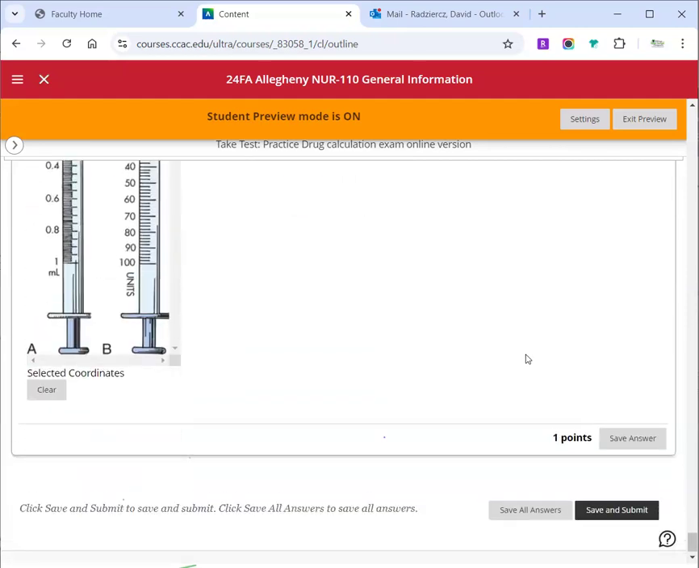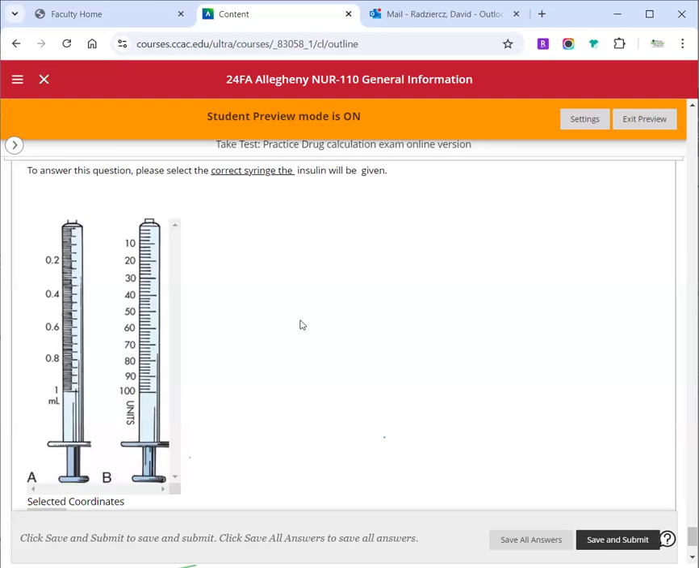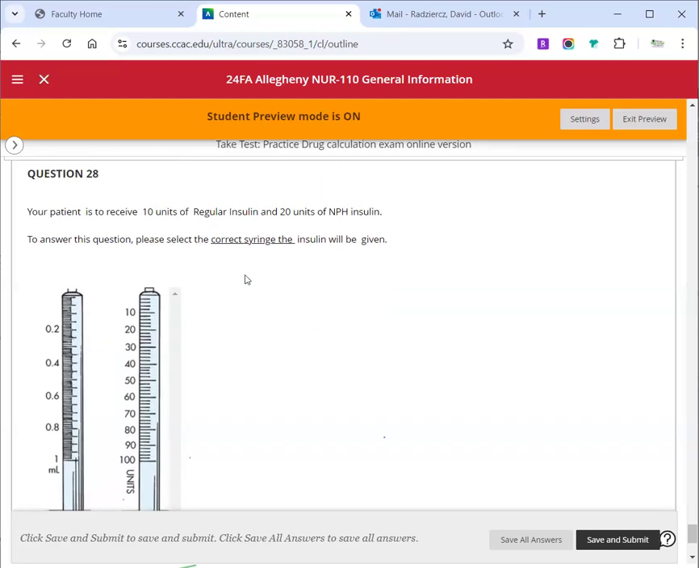And then 28 is our last question. This is where we're going to combine. So they want you to add, and then they want you to choose the correct syringe. So this question, it says, just please select the correct syringe. Doesn't matter that you mark it where it's correct. But if you were doing this, you would take 10 plus 20 and get 30.